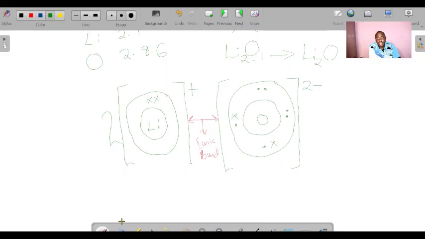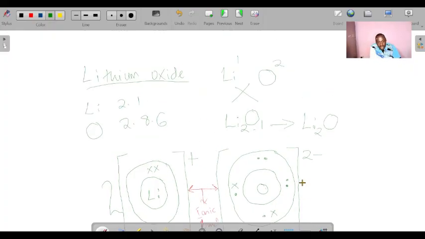And one thing we are going to realize is that once we form our compound, we shall have our lithium ion, which is now positively charged with 2 electrons in its outermost energy level. We shall also have our oxide ion, which is now negatively charged, the 2 minus charge, and the configuration becomes 2.8. You see, all of them have become stable. And that is simply how you can show ionic bonding in lithium oxide.